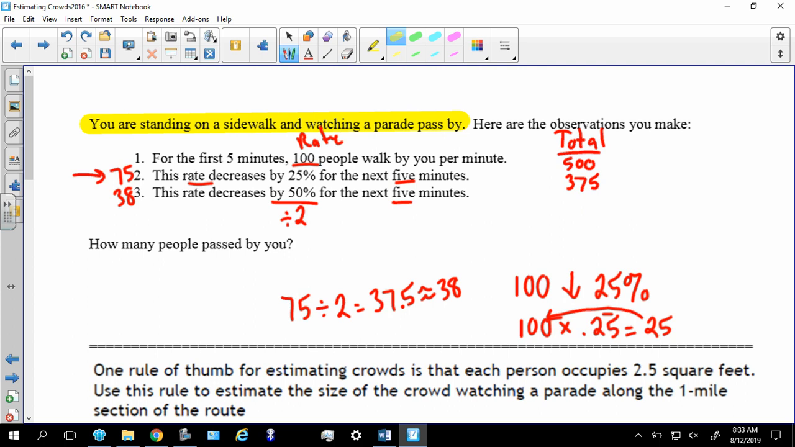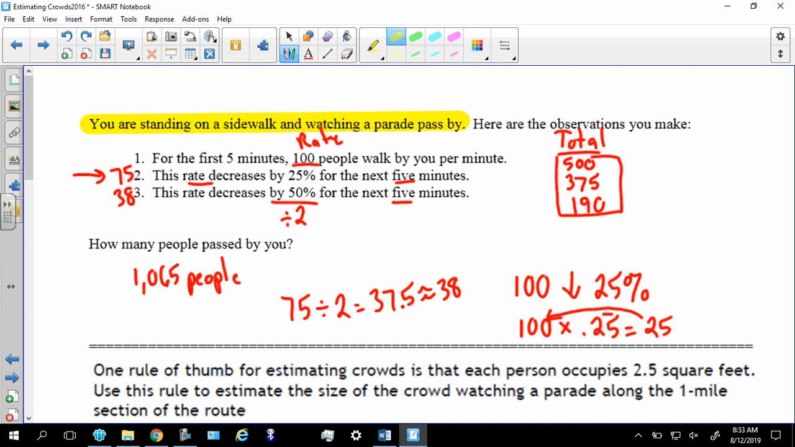which gives you 190. So how many people walk by you? Well, 500 for the first section, 375 for the next section, 190. So 500 plus 375 plus 190. That gives me 1,065 people. That's how many people walk by me.